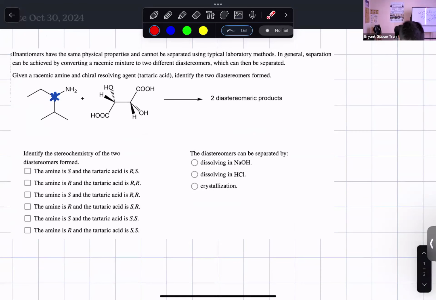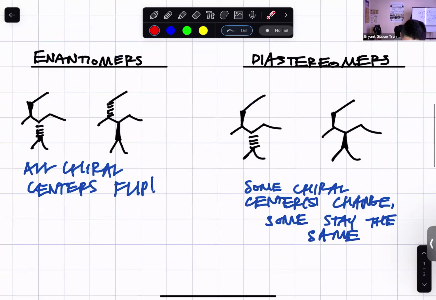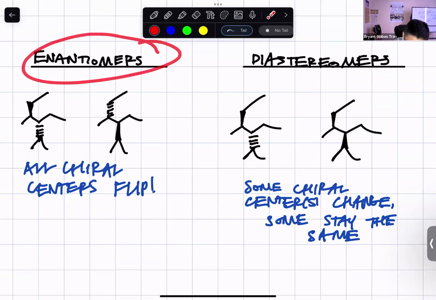But I haven't learned about chiral resolving yet, so I'm not sure what this is asking for. And this is more of a lab thing, so I haven't learned about this topic yet. Like chiral resolving agent here, but this is what enantiomers are, and this is what diastereomers are.